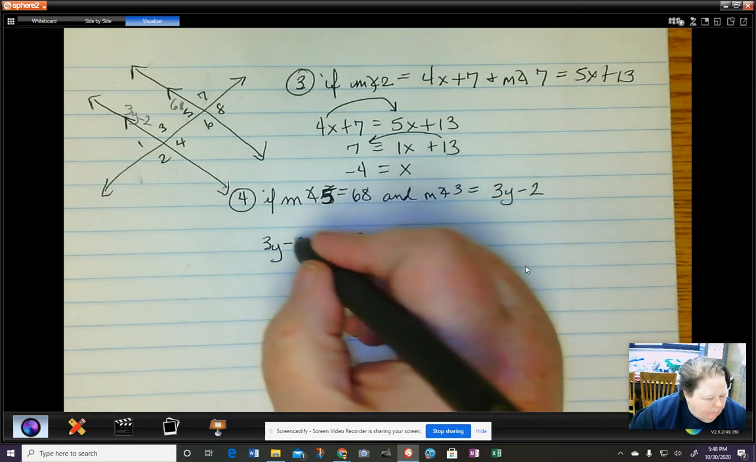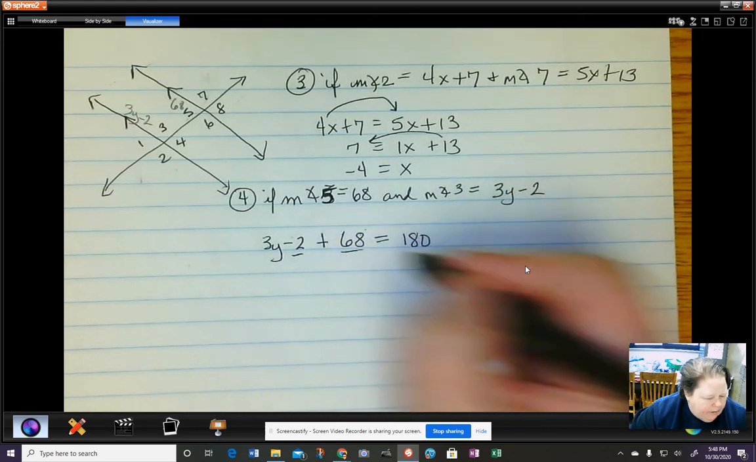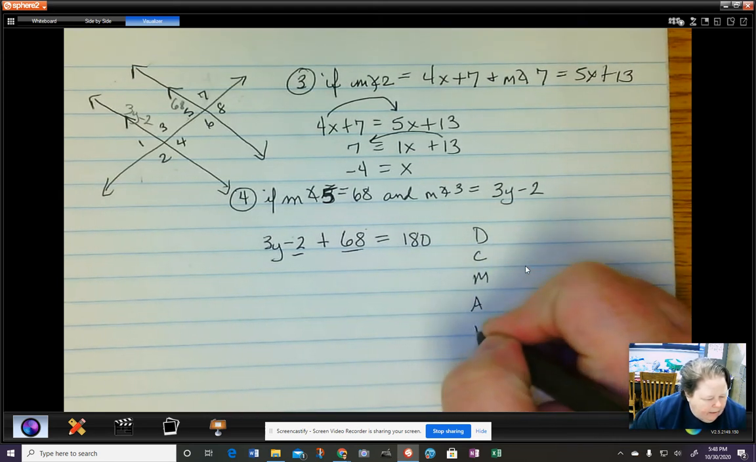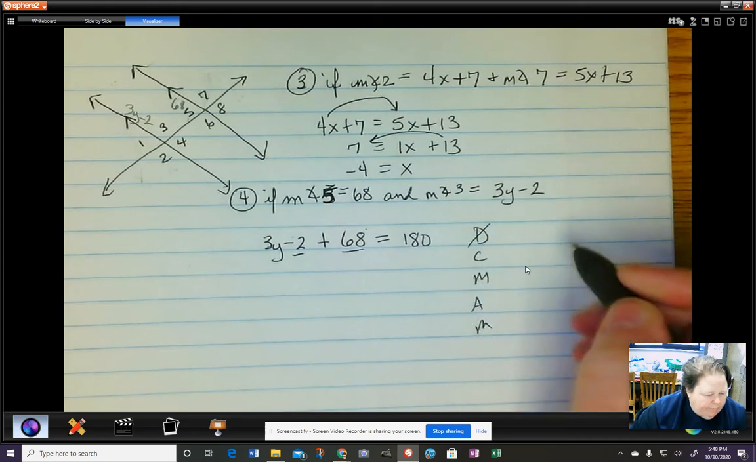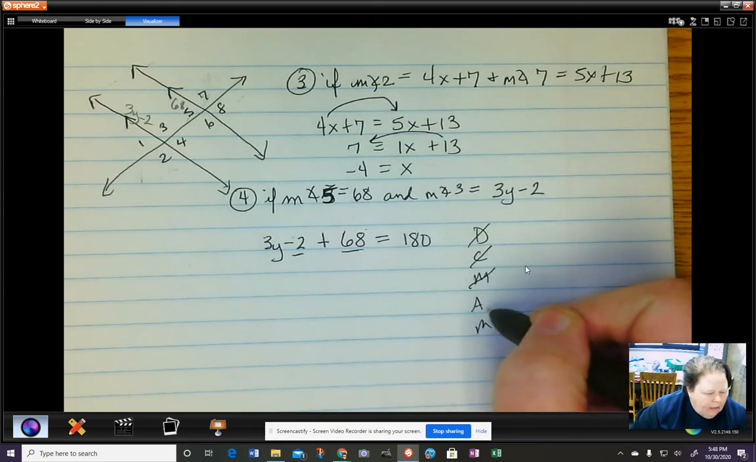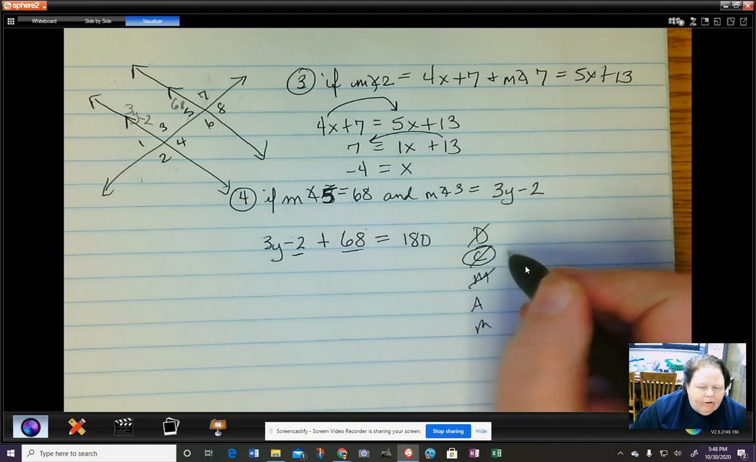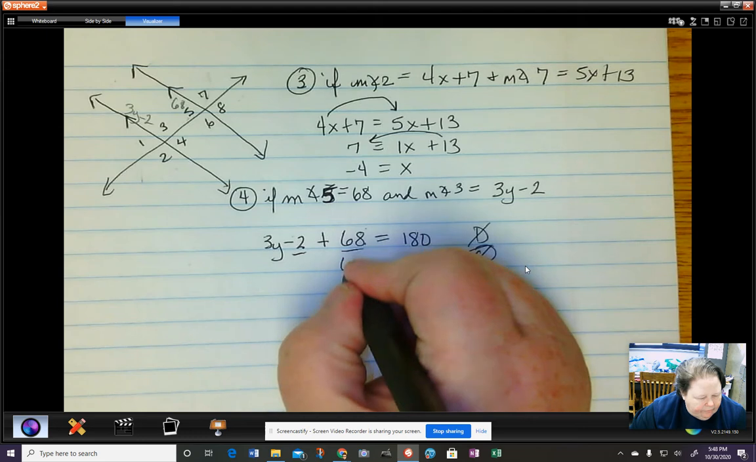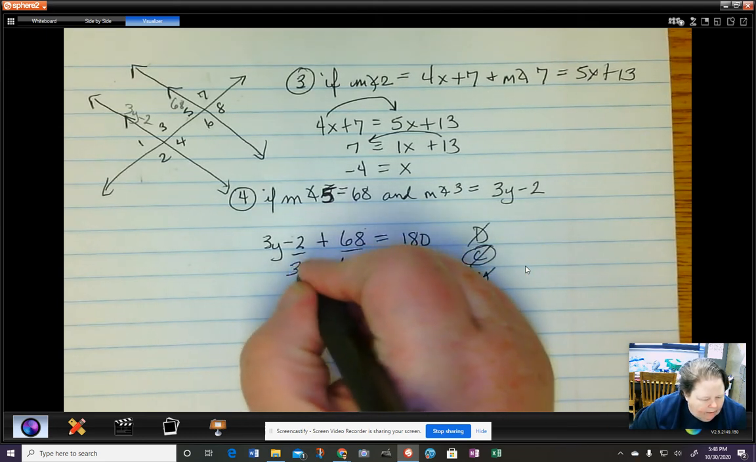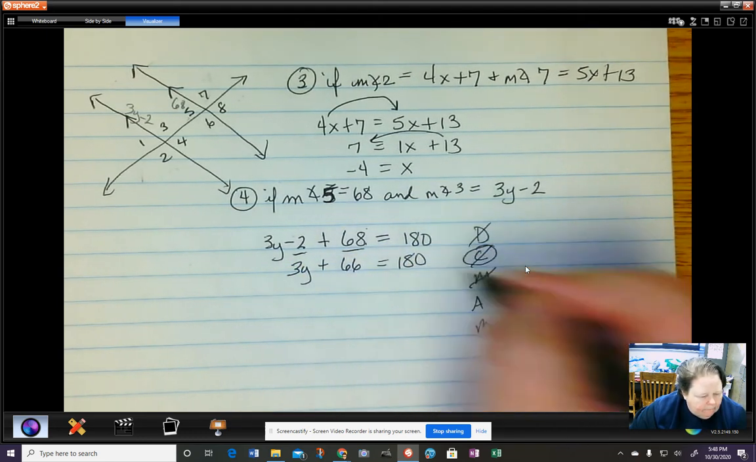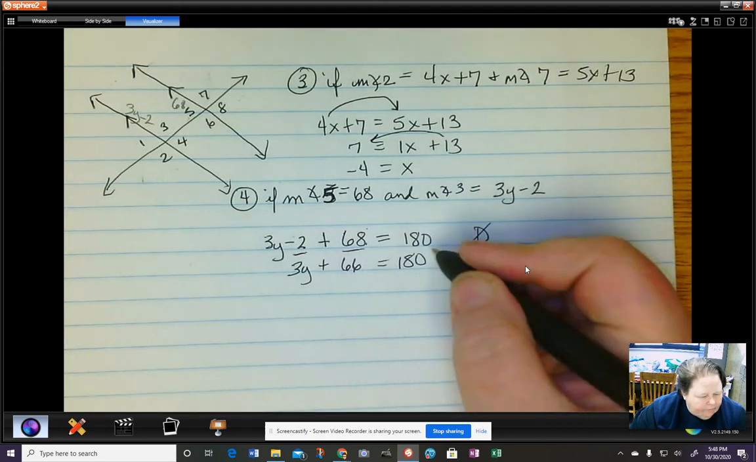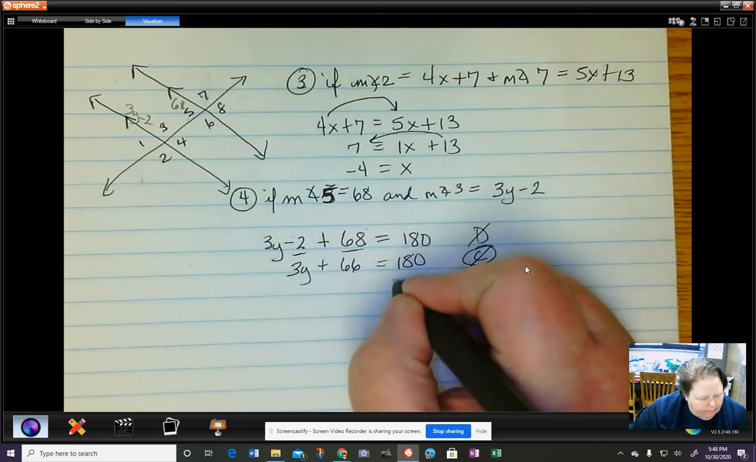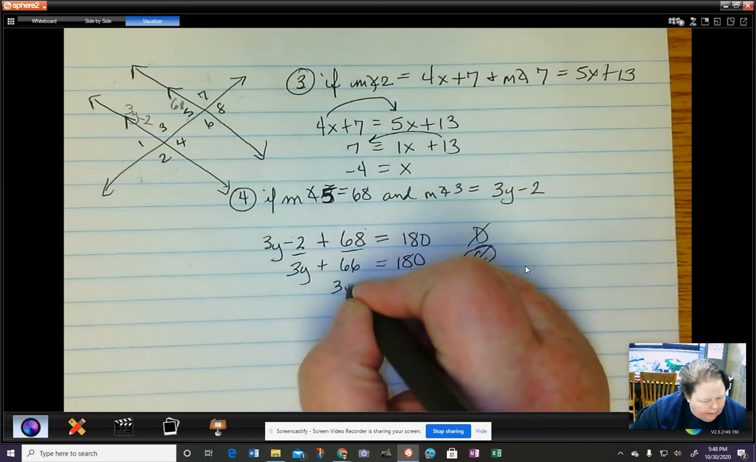Okay. I'm going to combine my like terms, my negative 2 and my 68. Once again, DCMAM. I don't have any distributes. I don't have any combines. I don't have any moves. Oh, I do have combines. I forgot about that. Combine my like terms. 68 minus 2 is 66 plus 3y equal to 180. I'm going to subtract 66, so that would be a 114 equal to 3y.